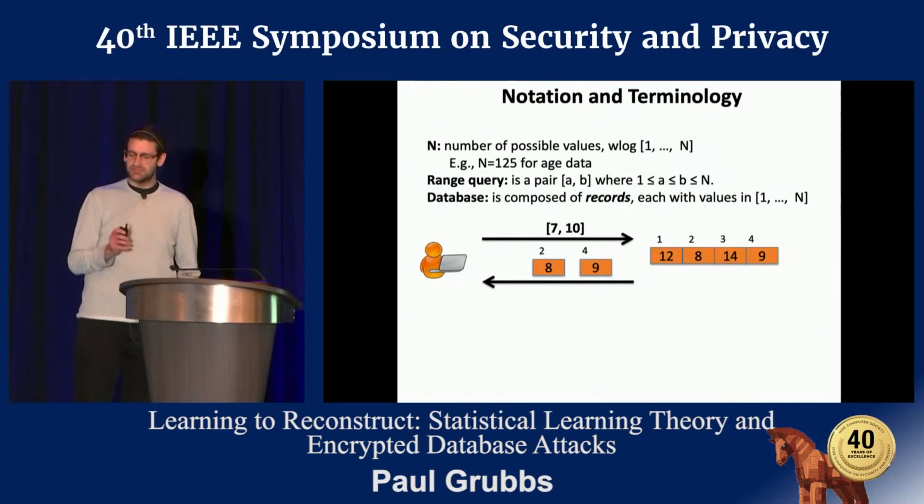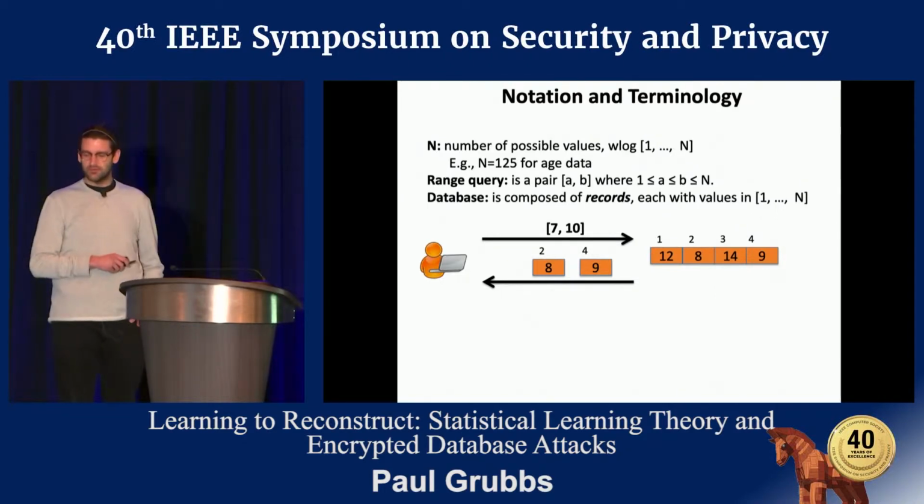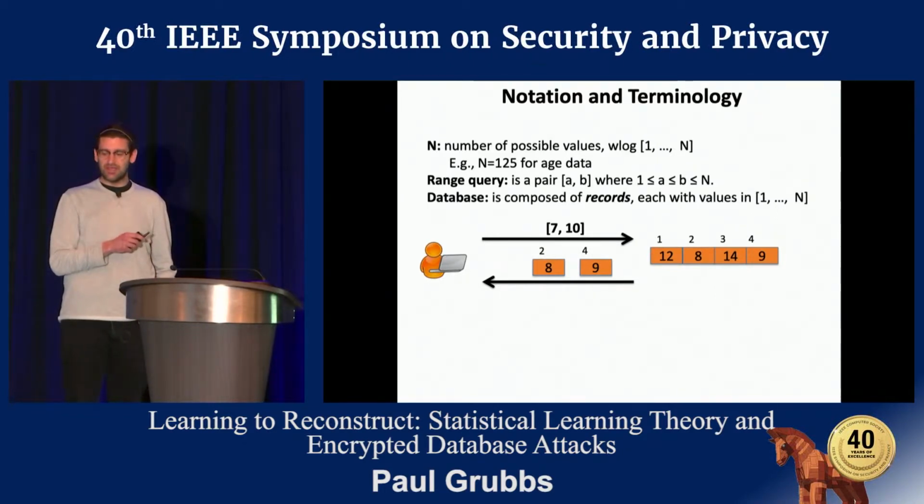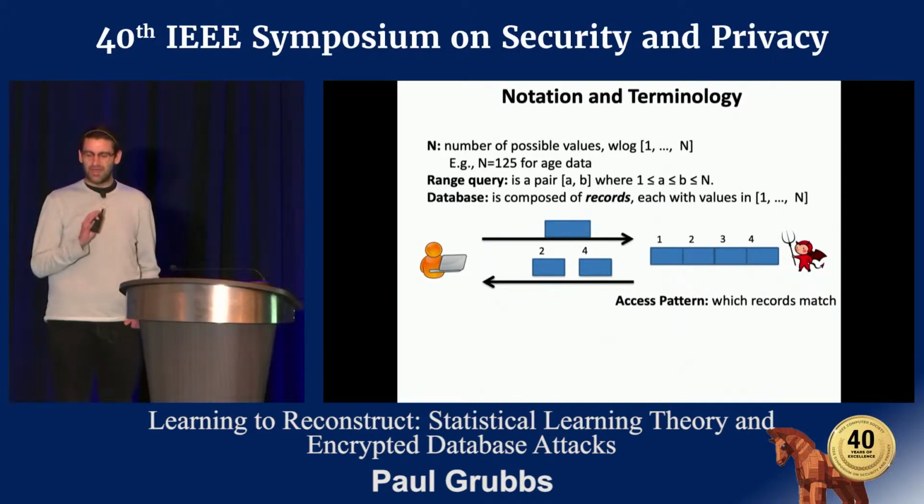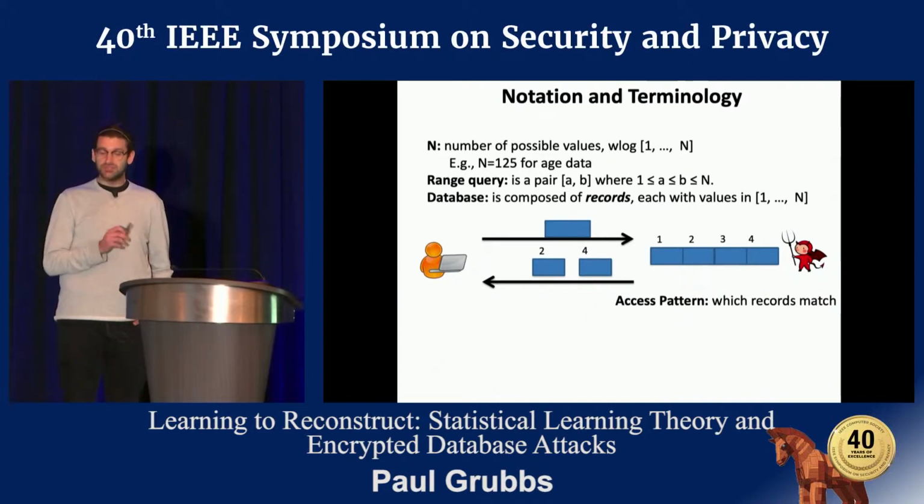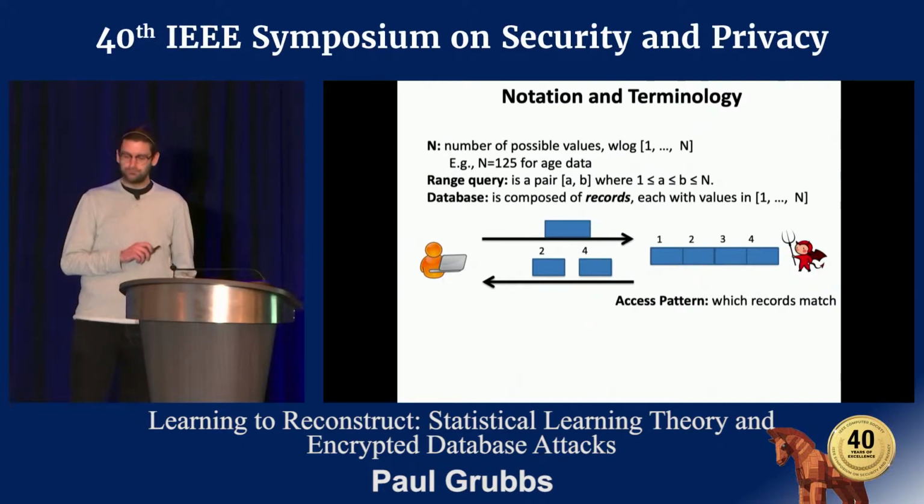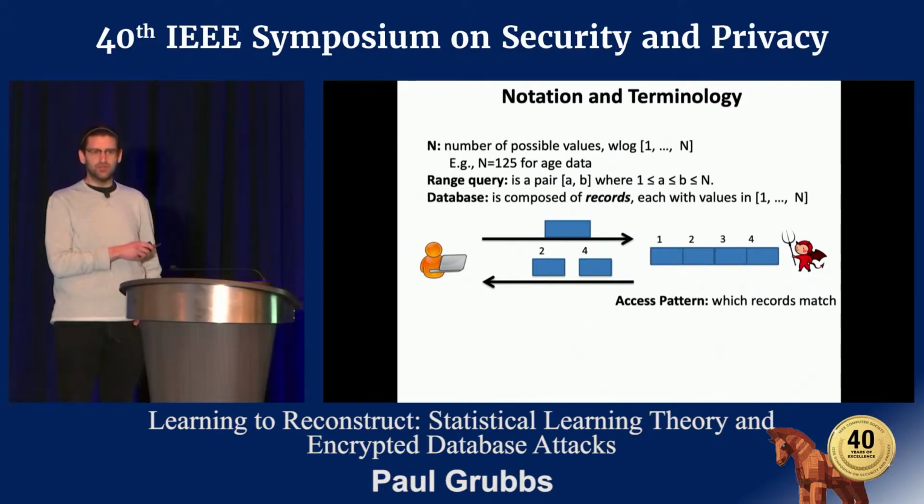So let's look at this example database. It has 4 records. With the range query 7 to 10, the records with values 8 and 9 are returned. And these records have identifiers 2 and 4. The adversary's view of this interaction is what the access pattern leakage is. It's just the identifiers of the matching records. And throughout this talk, we'll assume that that's the only leakage available to the adversary. And importantly, these identifiers are stable over time, so the adversary can tell when 2 queries return the same record.